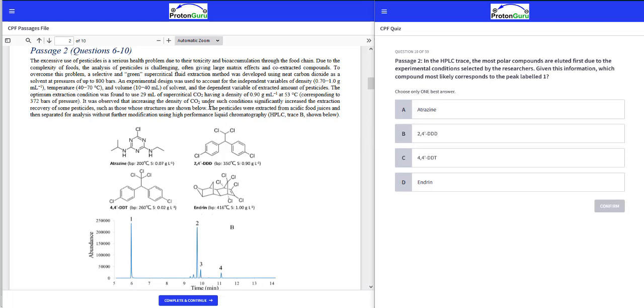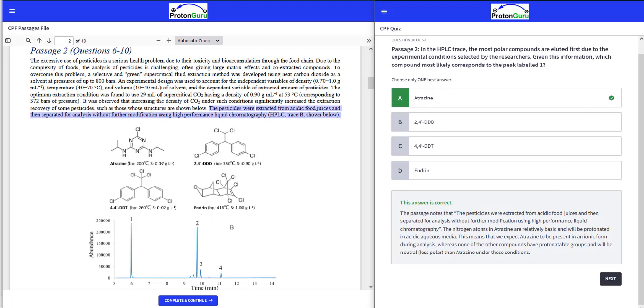And there's information about how they do the extraction and HPLC analysis in the very last sentence of the passage. The pesticides were extracted from acidic food juices and then separated for analysis without further modification using HPLC, trace B, that we see here. Now, under acidic conditions, we talked about the fact that atrazine will be protonated, but the others will not. And the ionic compound will certainly be the most polar. So peak 1 should correspond to atrazine. And that is the correct answer.